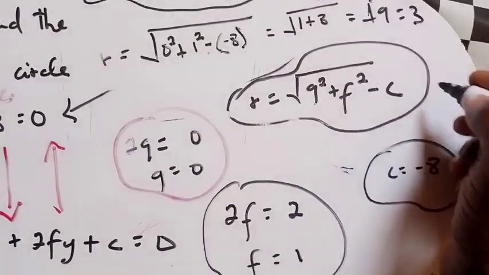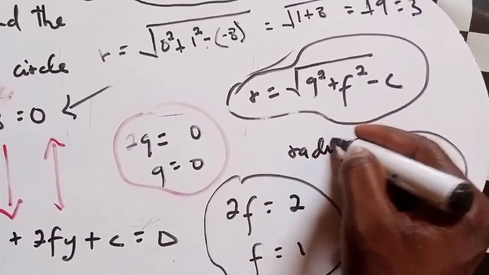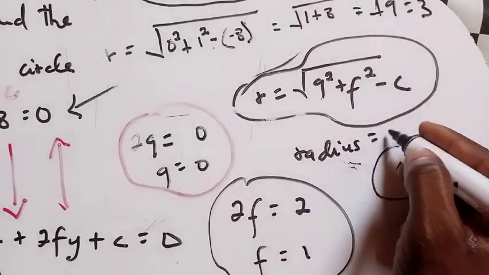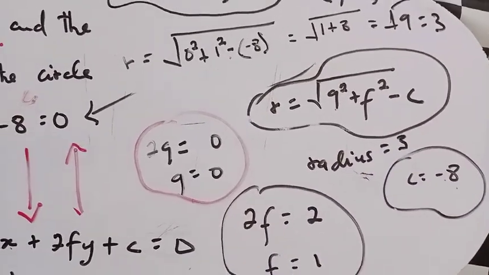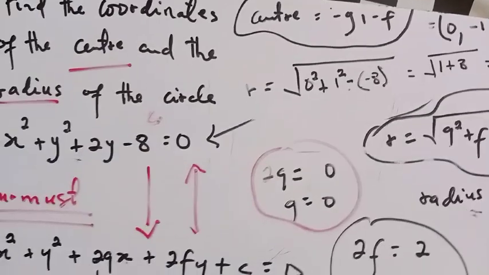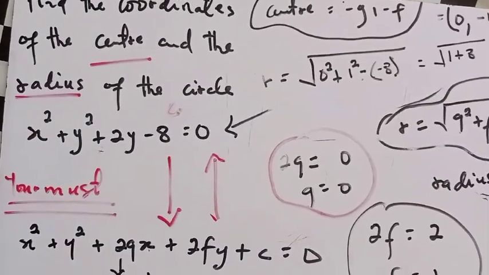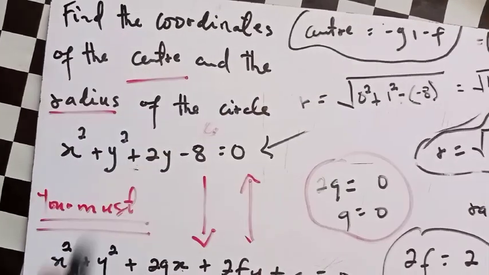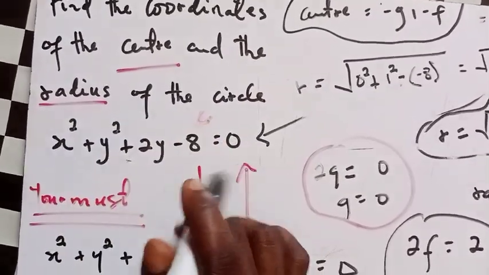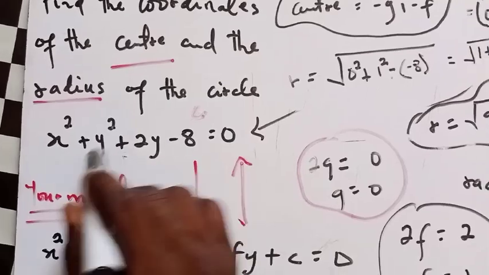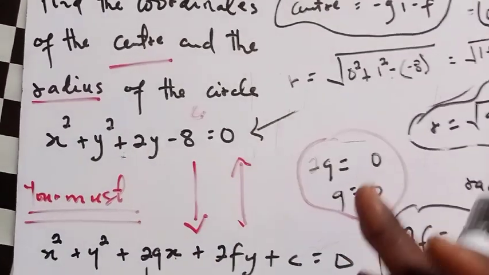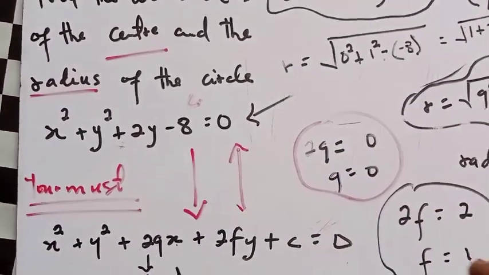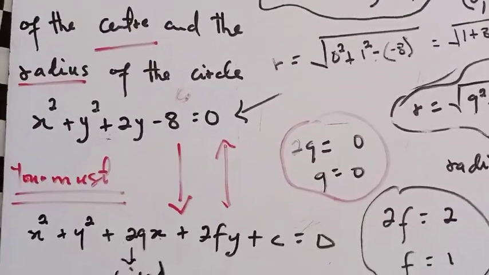So we have our radius from the question to be equal to 3. Is that okay? So this is how simply you solve questions like this when you have been asked to find the center and the radius given an equation like this. Sometimes you may have the values of x in your question. So based on what you have been given, that is where your starting point is going to be.